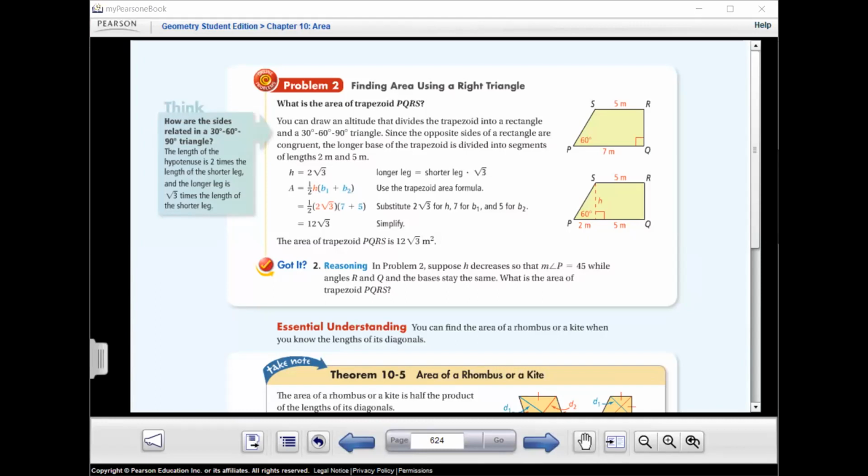Now, in this one here, we have to find the area of the trapezoid PQRS. Here we have the length of the first base and the length of the second base, and also I told you we need a height. But here there's no height. I have only an angle.